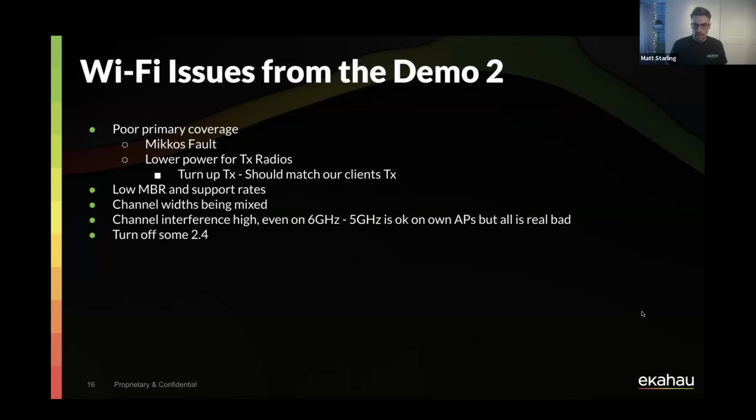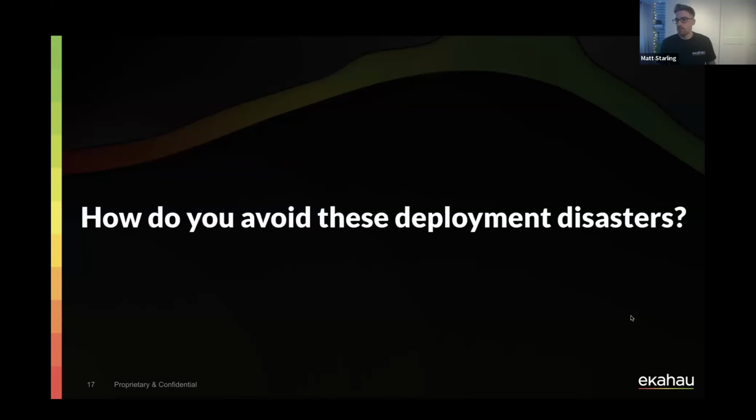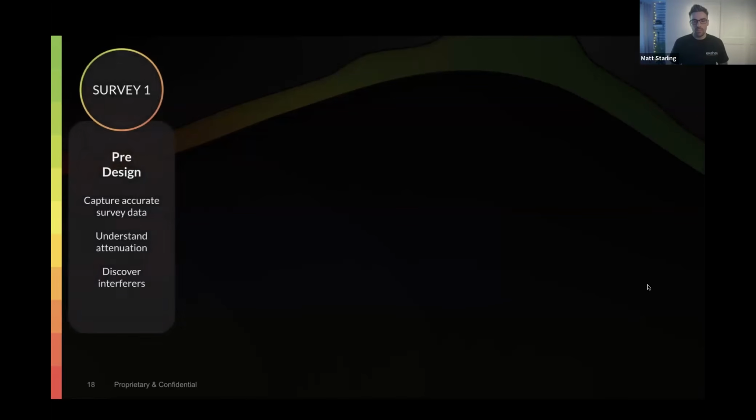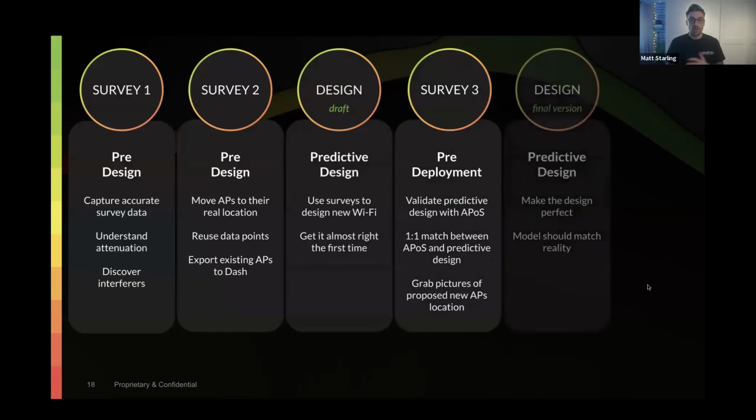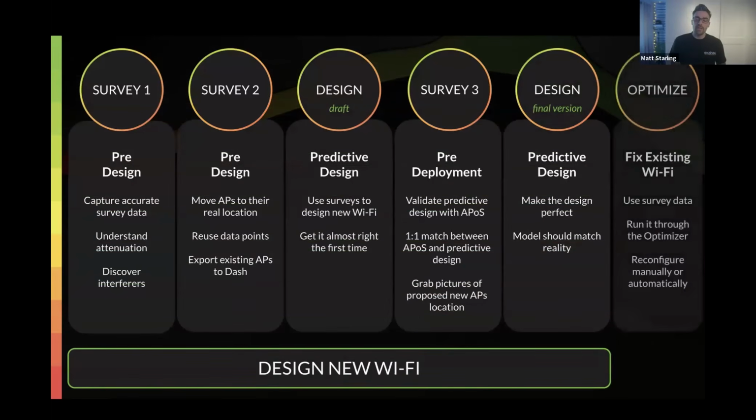And one of the things that you might be wondering is, how do we avoid having these deployment disasters and things go wrong? And really, we need to follow the best practices. If you skip any part of this, it can really mess up the performance of your Wi-Fi network. So what does it take to follow these best practices then?